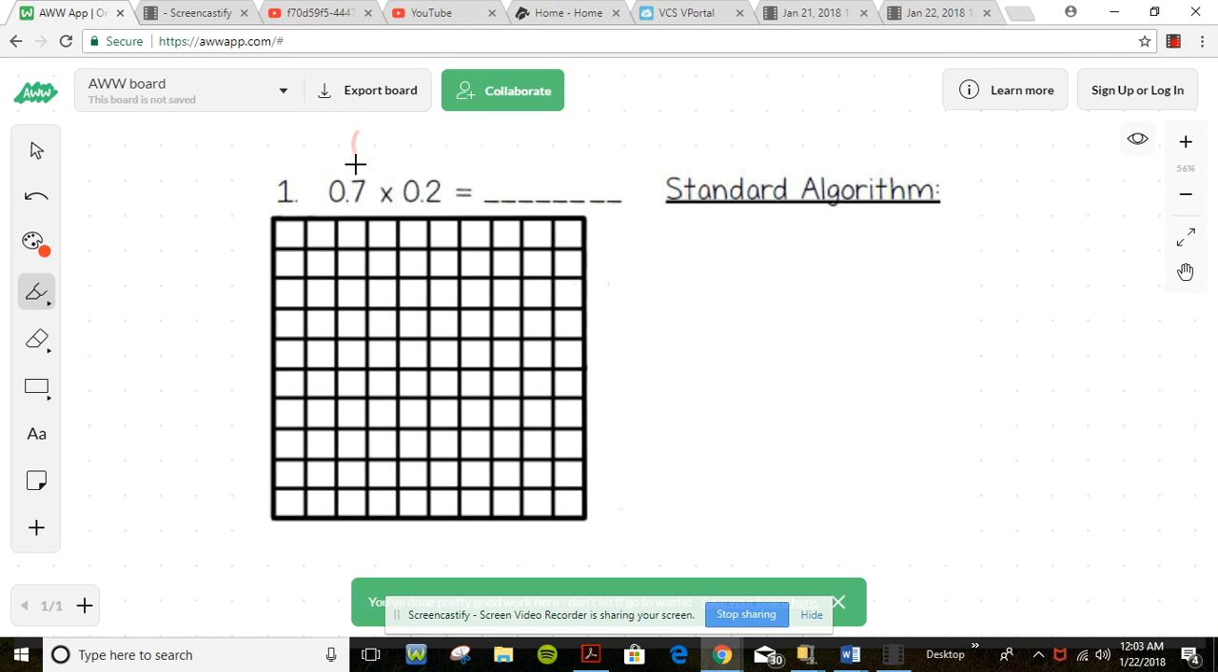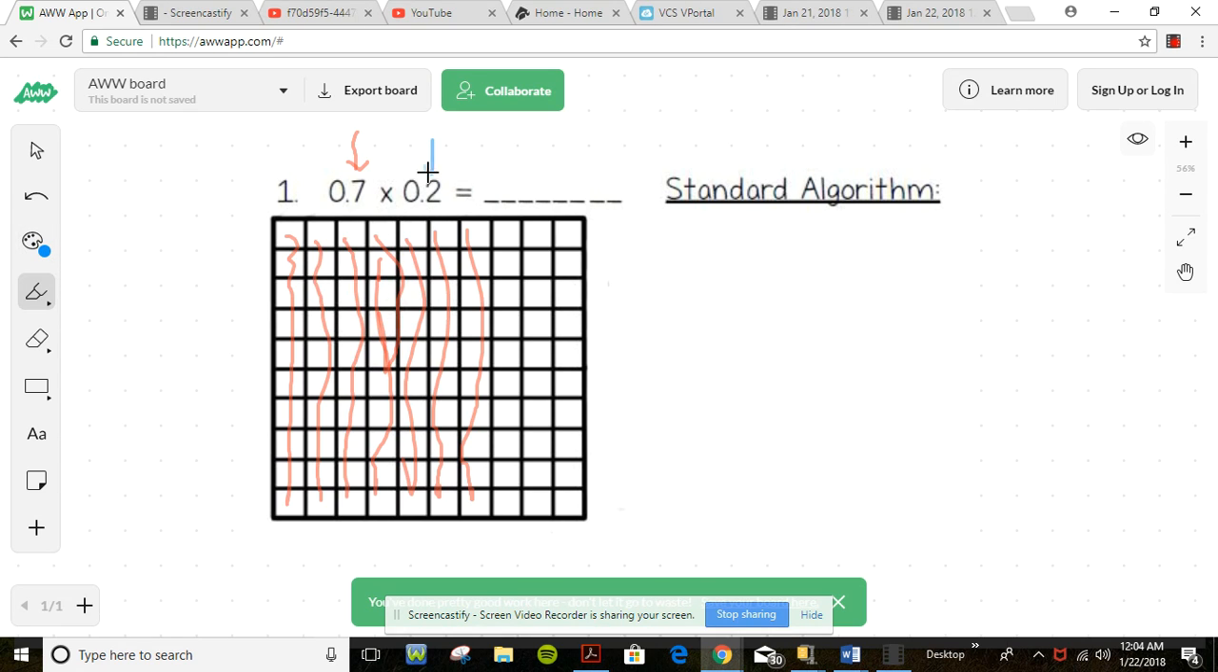So this does not mean that 7 are filled in. That's a common mistake that happens. We have to remember the place it's in. It's 7/10. So we would literally fill in 1, 2, 3, 4, 5, 6, and 7. And then we would cross it with the other one going this way.